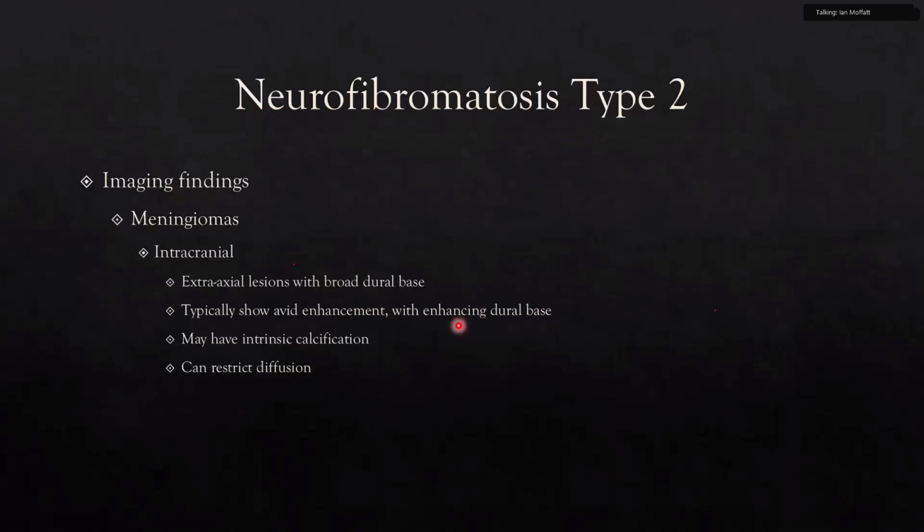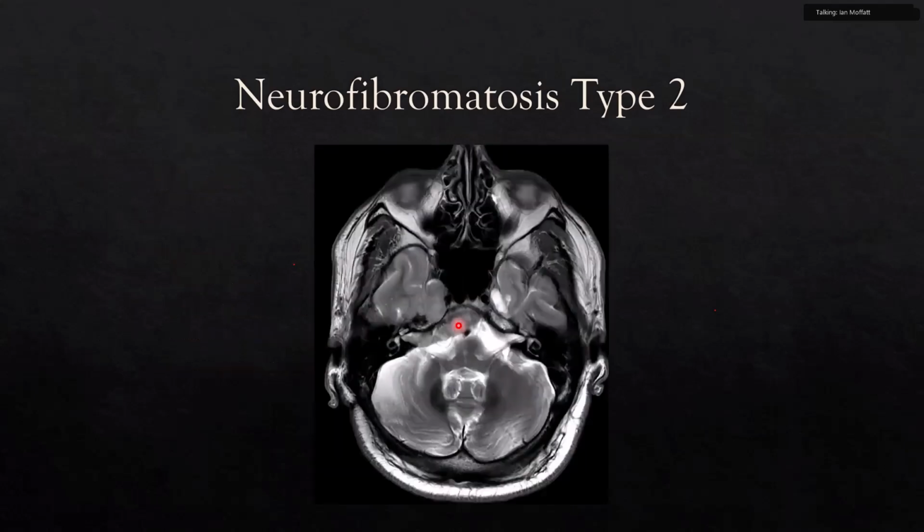Meningiomas, the intracranial meningiomas, there's nothing special about them except they tend to be multiple. They're extra-axial lesions, broad dural base, typically show avid enhancement. Enhancement within the dural base, associated hyperostosis, can have calcification within. Some of them can restrict diffusion. Again, nothing specific or special about them.